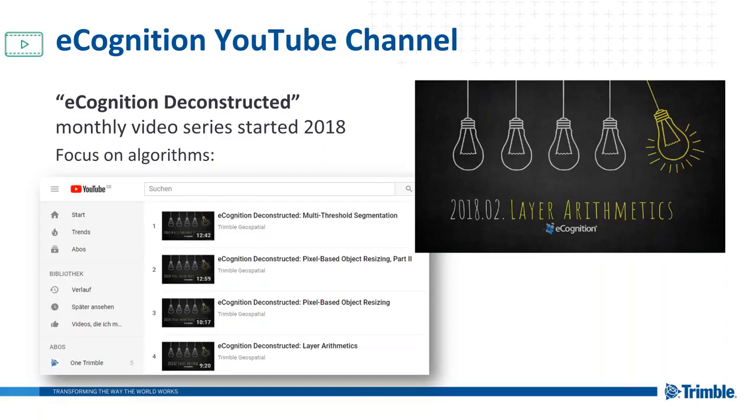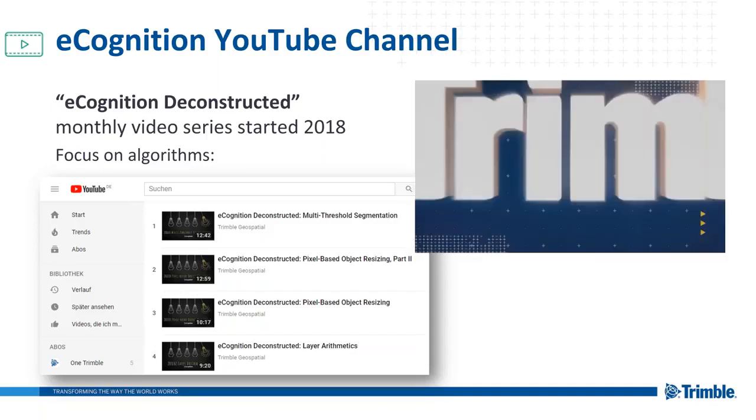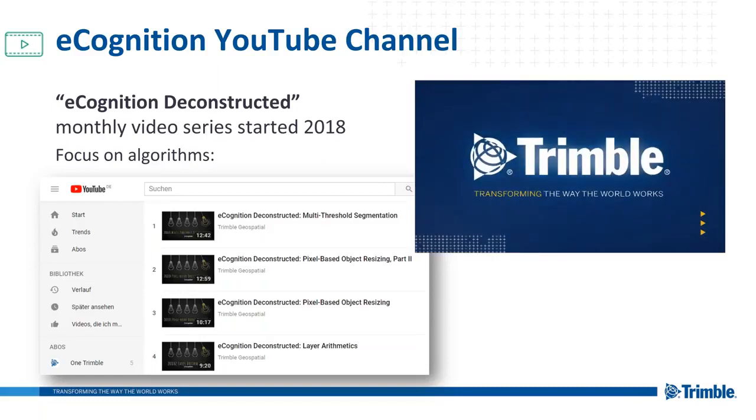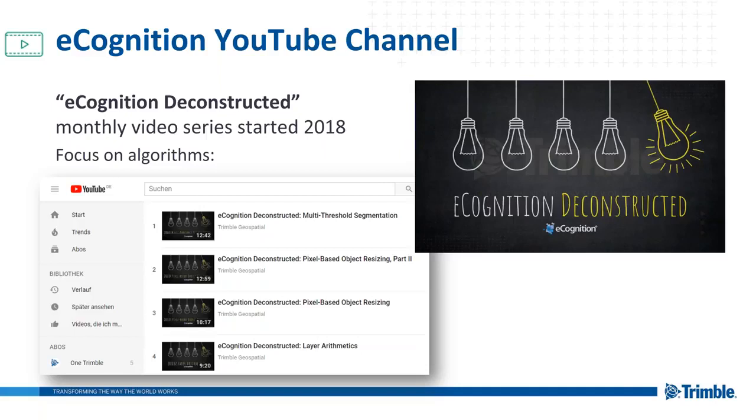So you can see we've covered multi-threshold segmentation. We've covered the pixel-based object resizing algorithm, layer arithmetics. Cutting out shapefiles, I believe, is also a video here. So just stay tuned here, and you'll get the tips and tricks. Not only how the parameters work within an algorithm, but we also show use cases. How could you use this in the real world?